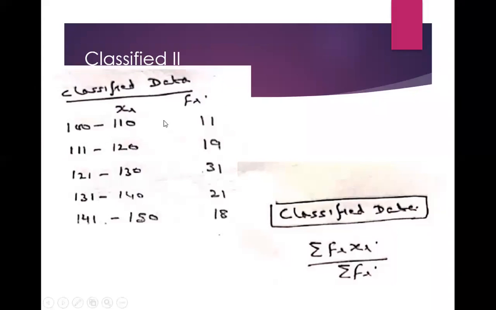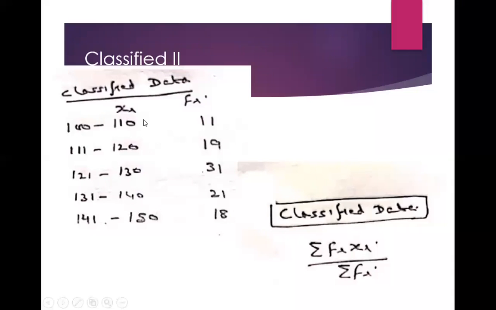And the next scenario is classified data when class intervals are present. The formula is similar to what I told you in my previous slide. The difference is that the xi which is used here is the midpoint of the class interval. In this example, the first class interval is 100 to 110. So the first xi or x1 will be 105. Then the next xi will be 115 and so on.